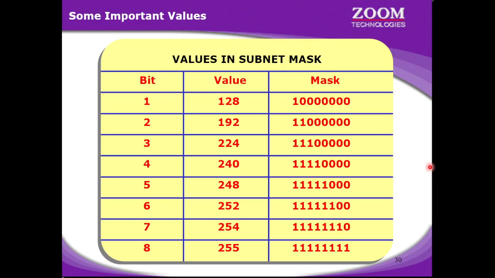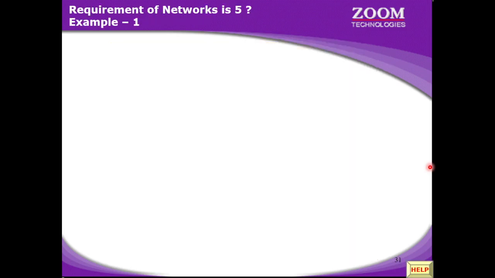So, for first bit, meron tayong 1 to 8. Tingnan niyo po maigi. For 110 is 192. Yung 111 is 224. Fourth bit is 1111, the value is 240. 248, 252, 254, 255. Ayan. Okay? Now, let's try the subnetting.